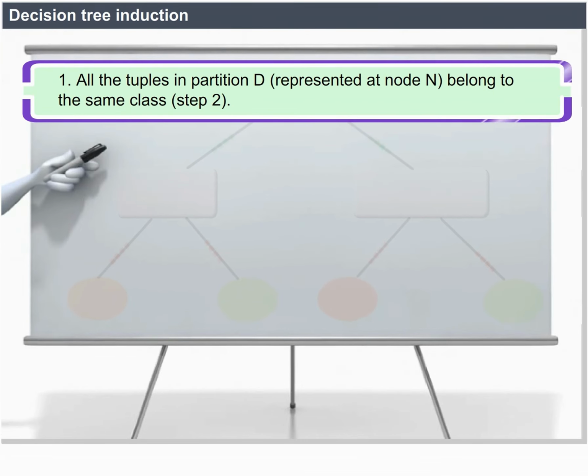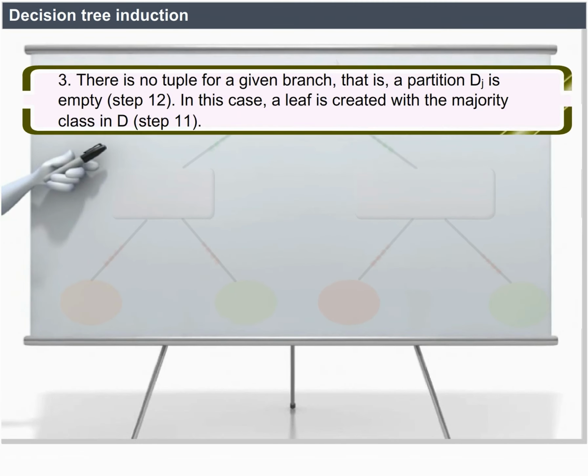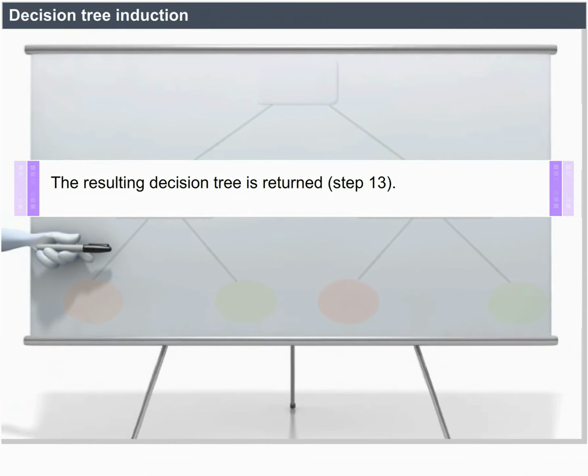All the tuples in partition D represented at node N belong to the same class. There are no remaining attributes on which the tuples may be further partitioned. In this case, majority voting is employed. This involves converting node N into a leaf and labeling it with the most common class in D. Alternatively, the class distribution of the node tuples may be stored. There are no tuples for a given branch, that is, a partition Dj is empty. In this case, a leaf is created with the majority class in D. The resulting decision tree is returned.